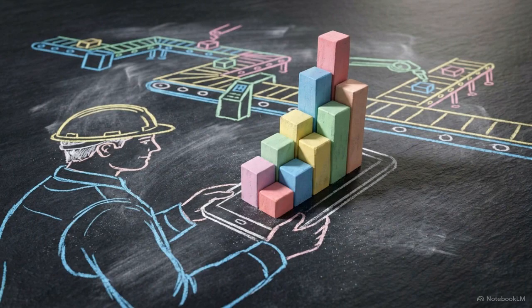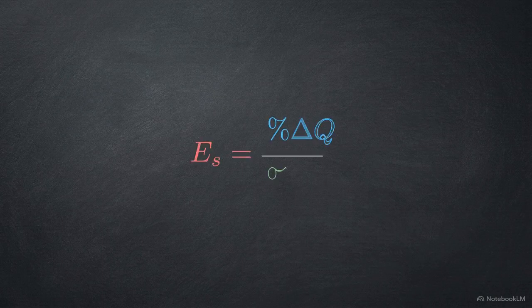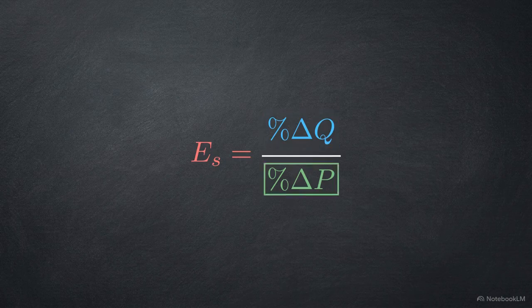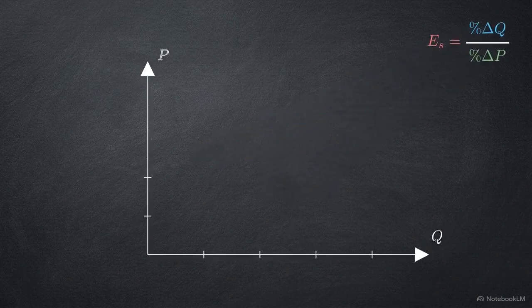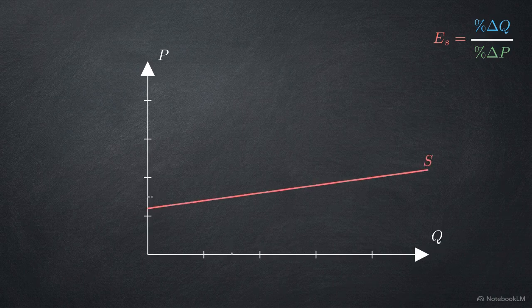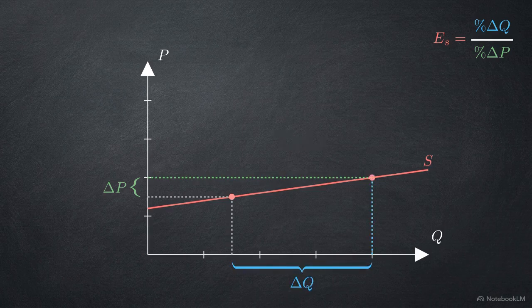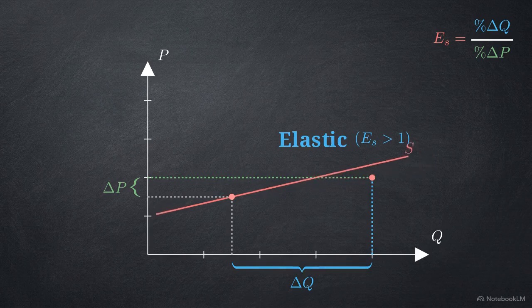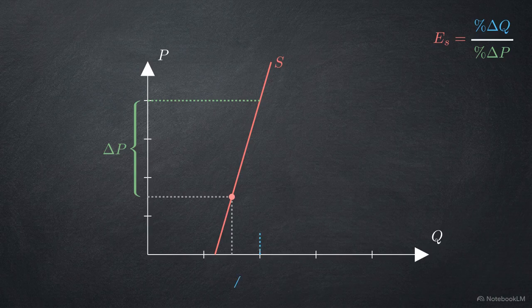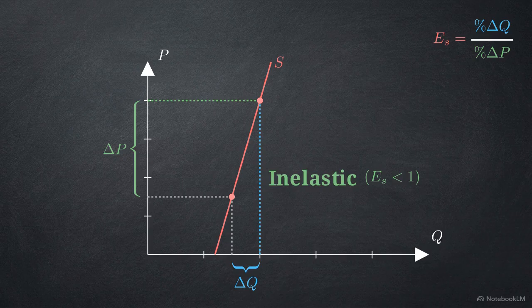To quantify exactly how much producers alter their output in response to price shifts, we calculate the price elasticity of supply. This formula measures a simple ratio, the percentage change in quantity divided by the percentage change in price. We can visualize this ratio through the slope of the curve. On a flatter curve, a tiny vertical change in price forces a massive horizontal jump in quantity. Because the numerator, quantity, is so much larger than the price change, the supply is elastic. On a steep curve, even a large price hike results in a minimal quantity response, meaning the supply is inelastic.